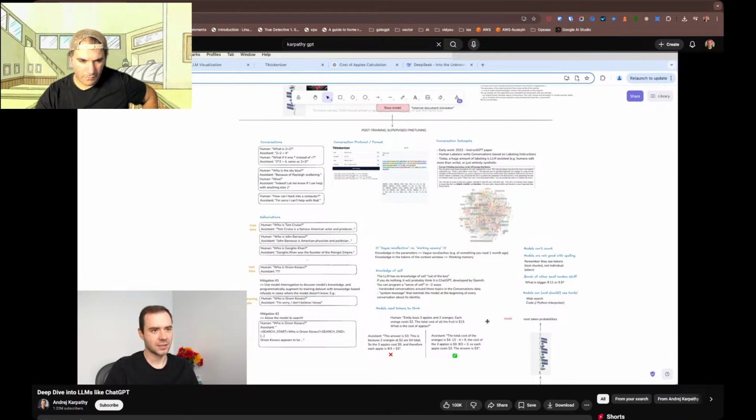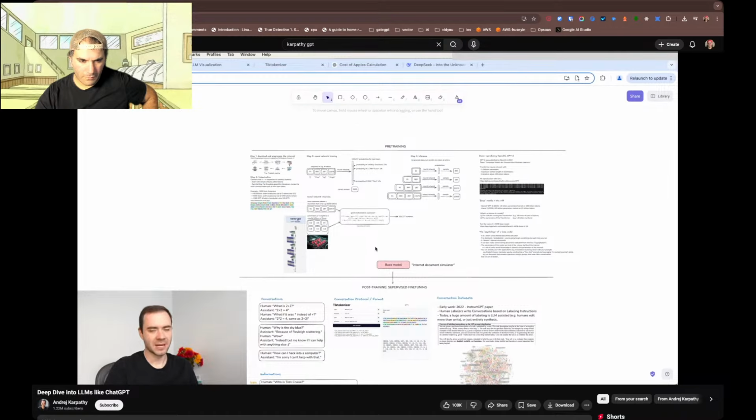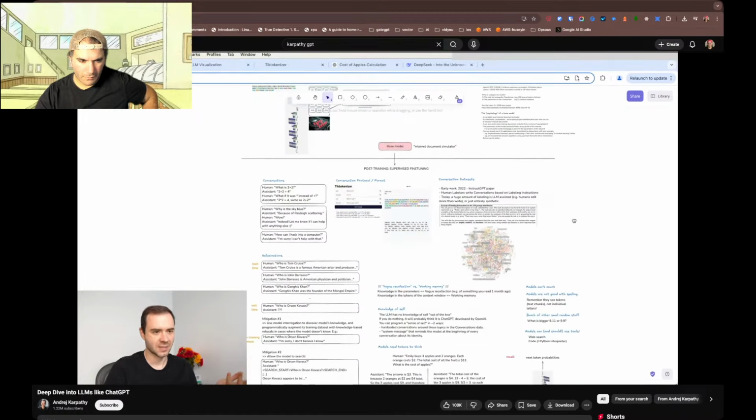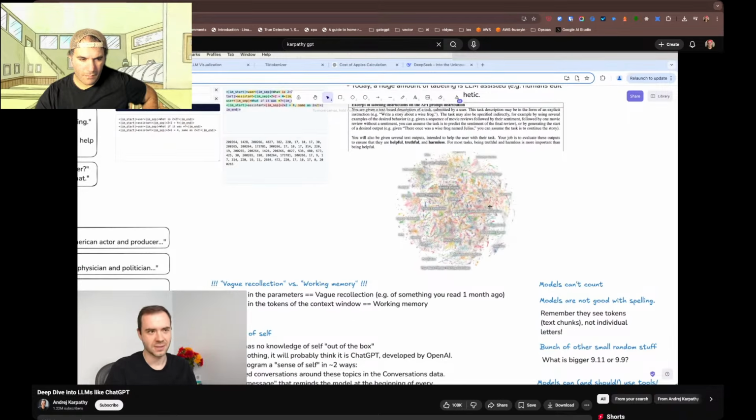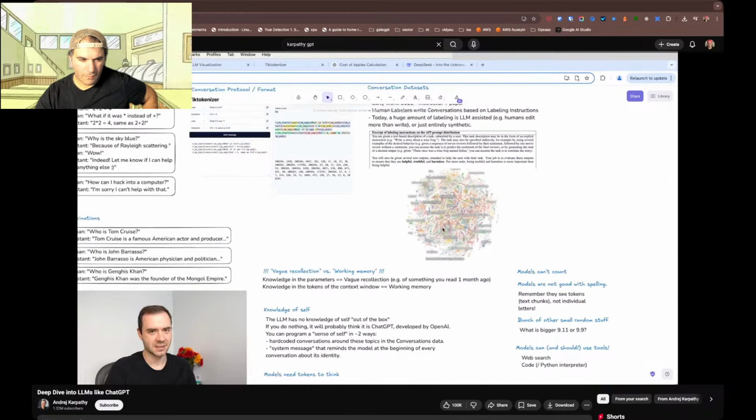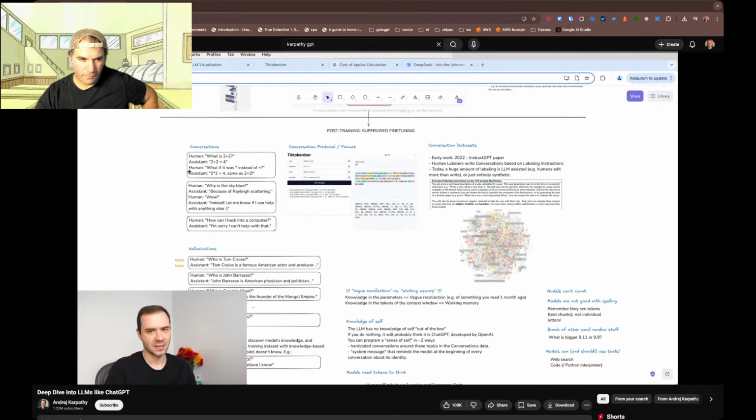So in this stage, we saw that it's algorithmically identical to pre-training. Nothing is going to change. The only thing that changes is the dataset. So instead of internet documents, we now want to create and curate a very nice dataset of conversations. So we want millions of conversations on all kinds of diverse topics between a human and an assistant.